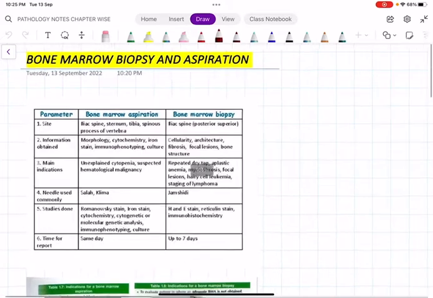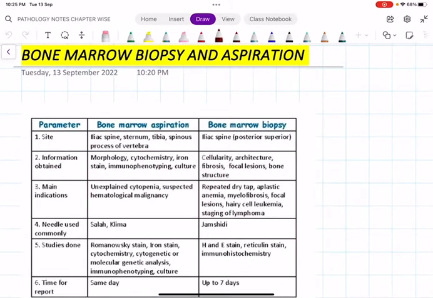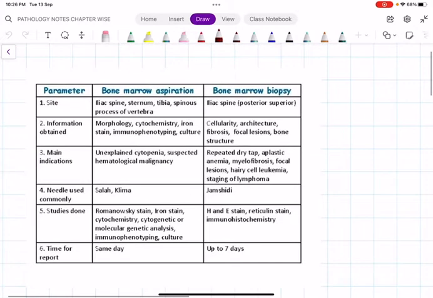So today I'm just going to give you a very basic idea about bone marrow biopsy and aspiration. What are the various biopsy and aspiration needles that we use? What are the differences? What is the site? What are the stainings we will use? What are the indications? What are the contraindications? And what are the complications following each of these procedures? First, just focus on this table.